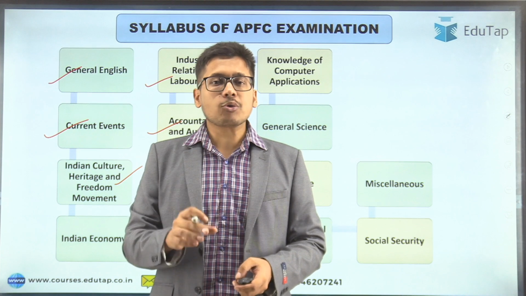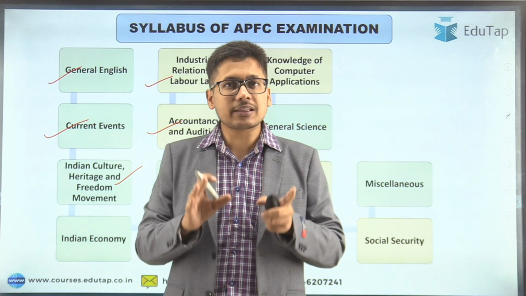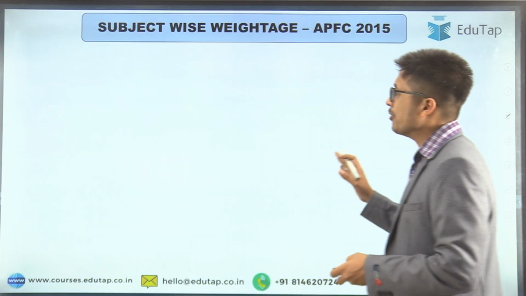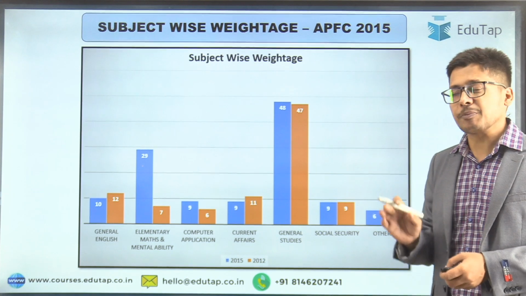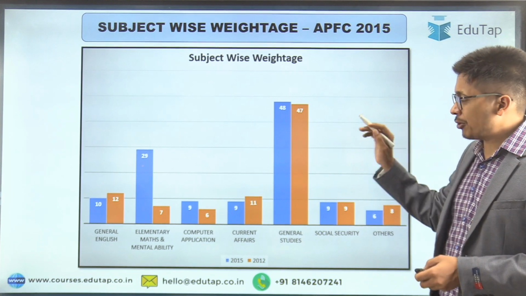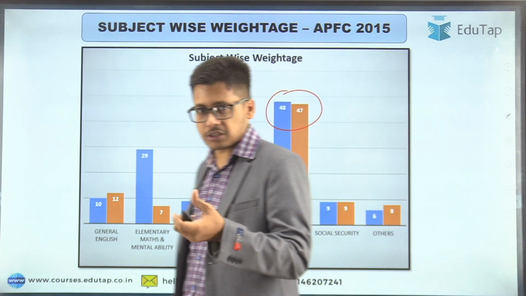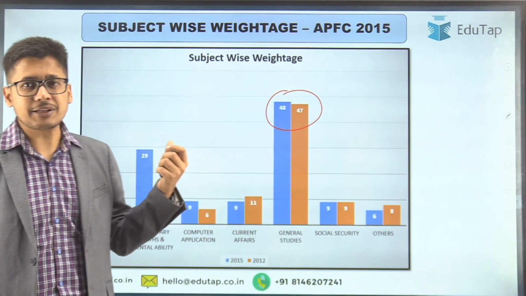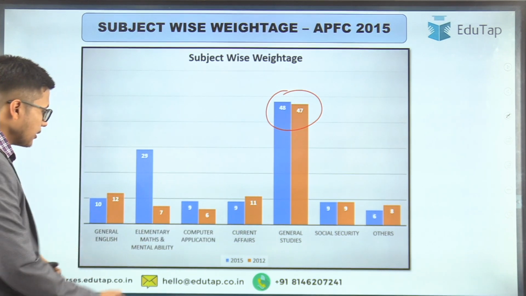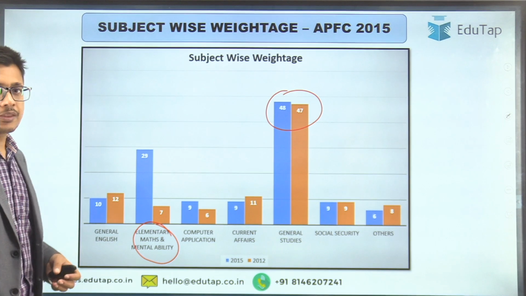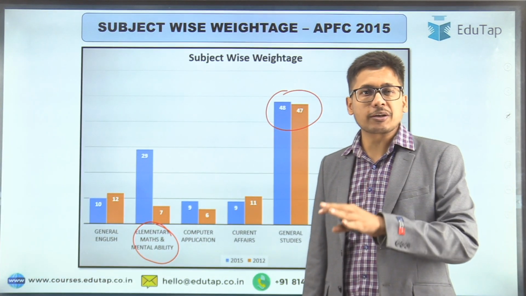So now I am going to tell you about the importance of the different topics in the syllabus. First of all, if we look at the previous paper of 2015, which was conducted by UPSC for the APFC post, we can see that out of 120 questions, around 45% were from general studies. I will tell you what general studies comprises. Next, elementary maths and mental ability, that is your mathematical skills. Again very important. A large number of questions were asked from this segment also.